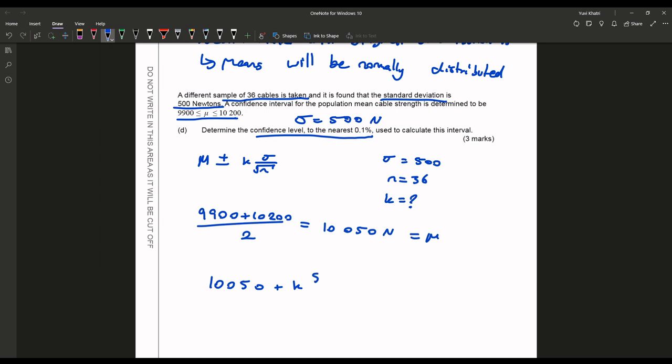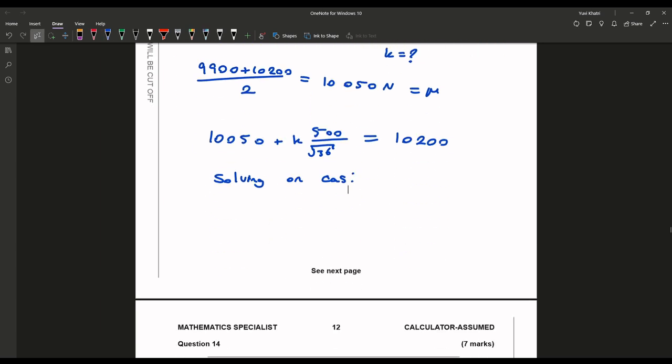10,050 plus k times 500 over root 36 gets us 10,200, right? Solving this on our CAS, we get a k value of 1.8. Now this is just a k value. To get the confidence level, we need to find this probability right here, where z is the standard normal variable.